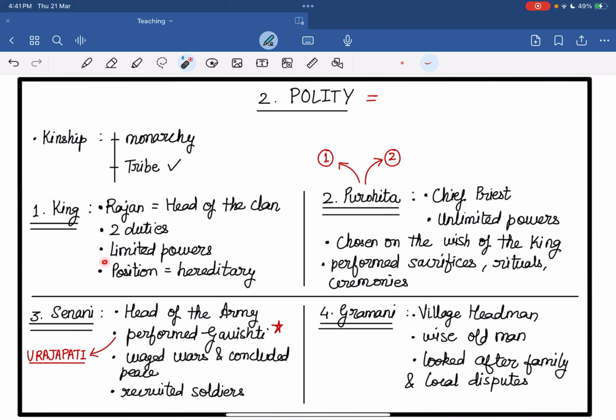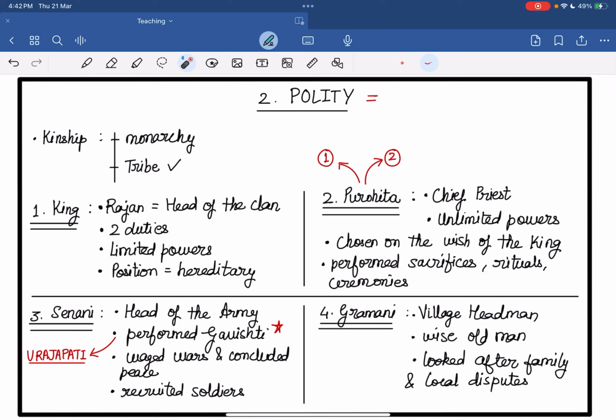Now the Rajan had very limited powers. Had he had unlimited powers, we would have called it kingship, Raja Ji ka Raj, the rule of the king. But since he practiced very limited powers, we're calling it kinship. Tribe happens to be equally important. Monarchy is prevalent there, but tribe is also equally important. The clan is also equally important. Now Rajan practiced polygamy. The king had multiple wives.